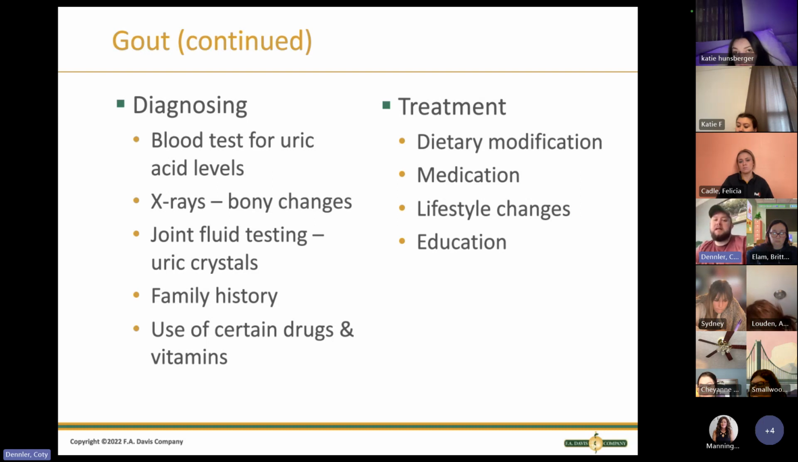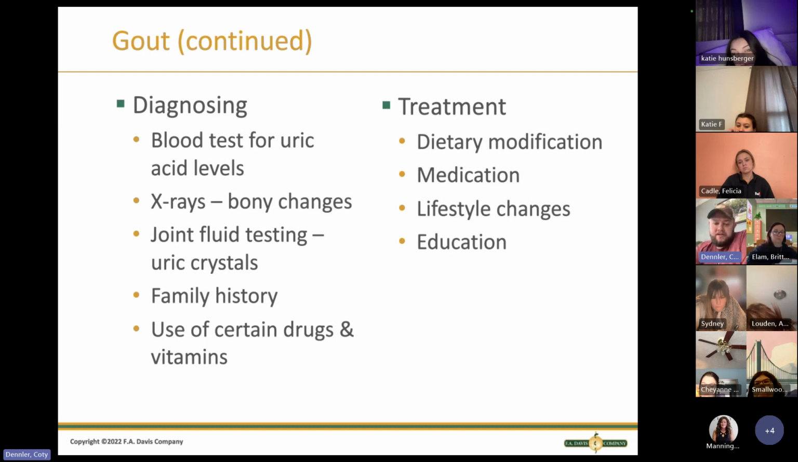So, diagnosing this again is that blood test for uric acid. You can see it on an x ray, but you can't really tell if it's osteoarthritis or something like that. At my age, it wasn't going to be osteoarthritis. It was definitely gout, but you can see it on an x ray. They might stick a needle into that joint and pull some of the fluid out to see if it's uric crystals. If it is, it's gout.